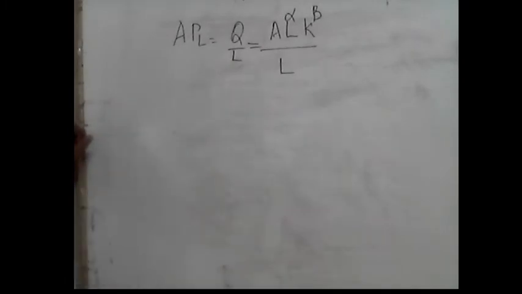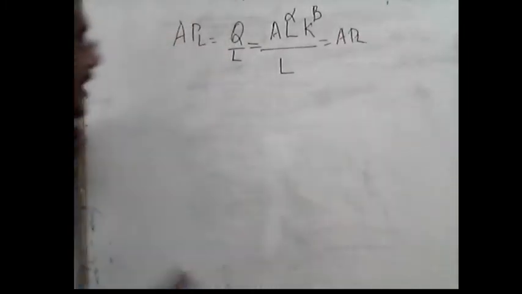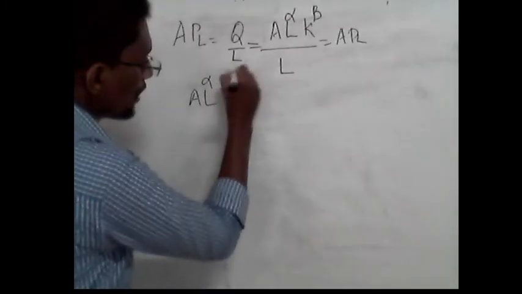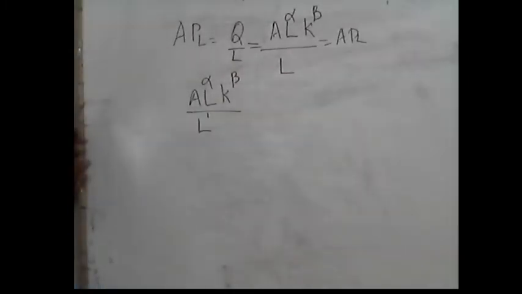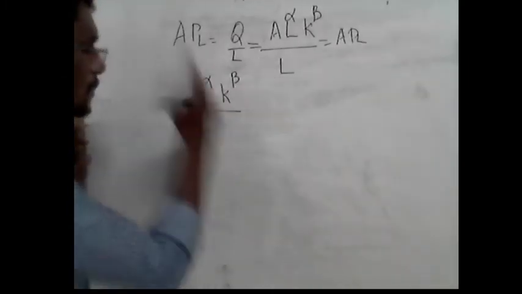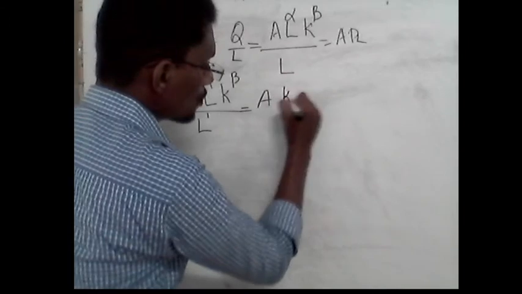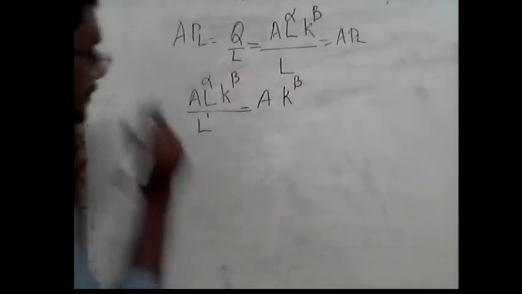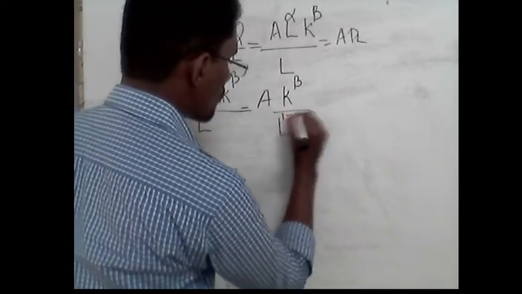A L raised to alpha K raised to beta divided by L gives the average product of labor. This can be rearranged like this: A L raised to alpha K raised to beta divided by L raised to 1. We can write the power of L as 1, and thereby we can write the same as A K raised to beta, taking this L raised to alpha as the denominator of this function, and thereby this is again equal to L raised to 1 minus alpha.